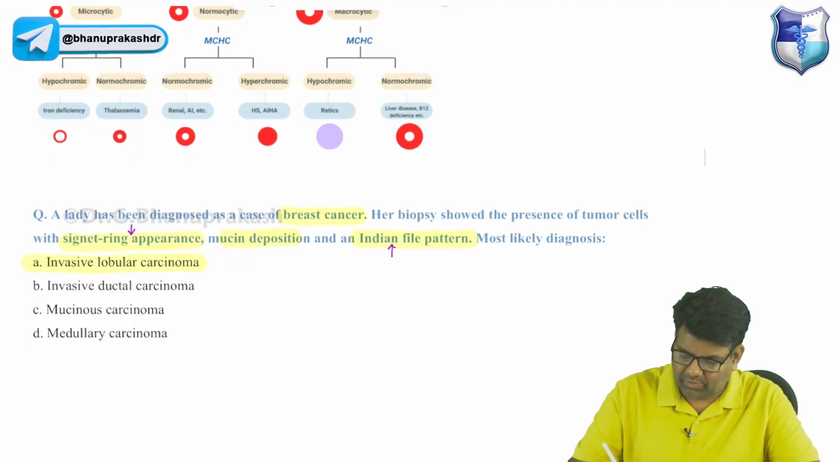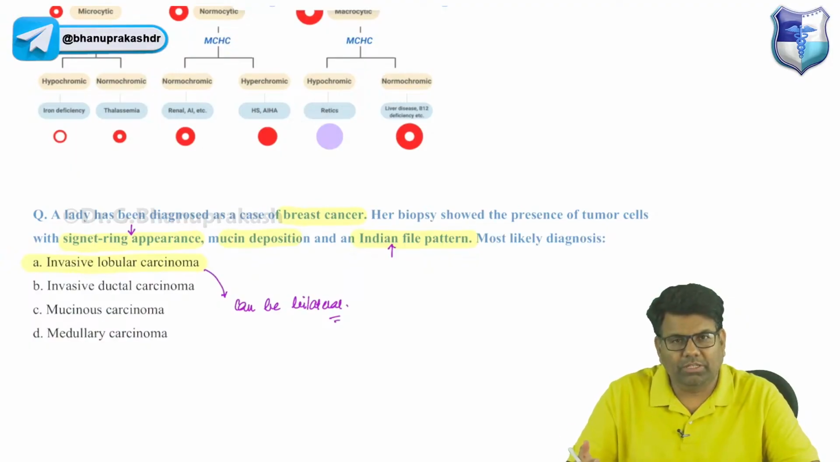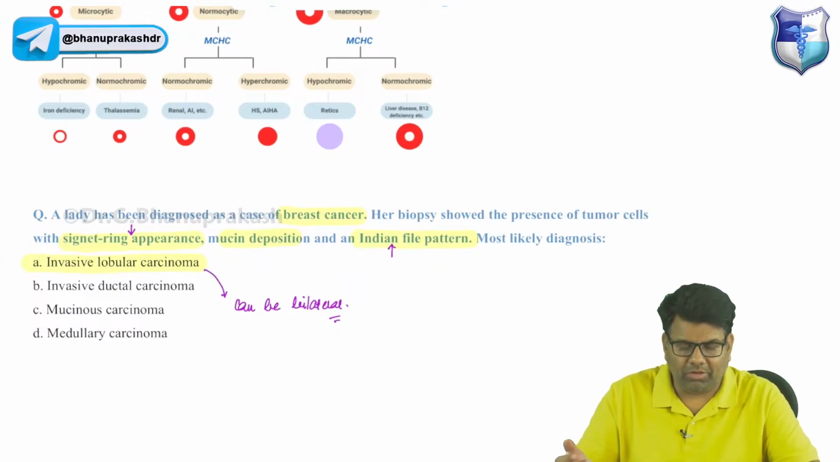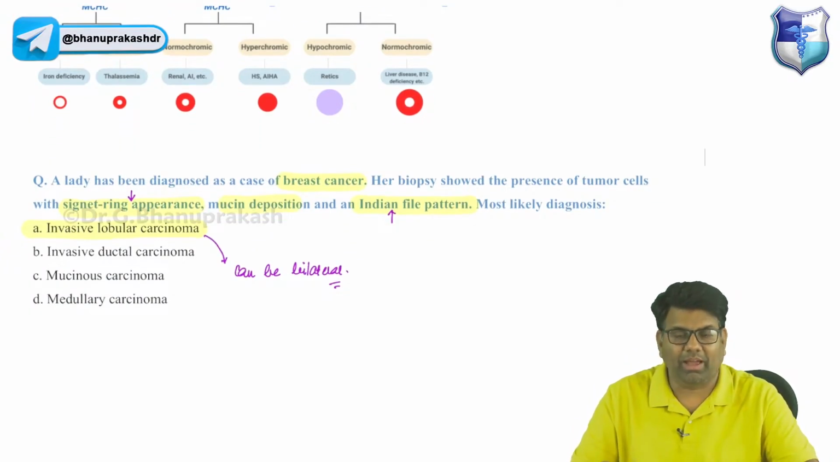Now, for this invasive lobular carcinoma, you have to remember one more thing, that it can be bilateral. So if you see a patient having a tumor in, suppose, the right breast, and on histopathology there is the lobular variety, then do not forget to evaluate the left breast as well, because it can be bilateral.